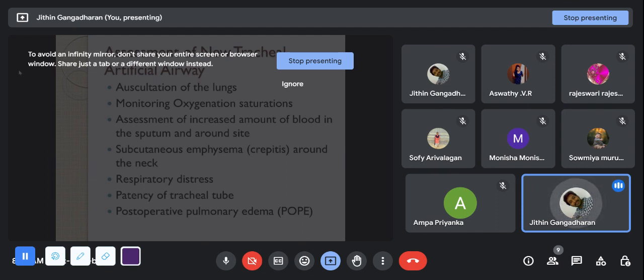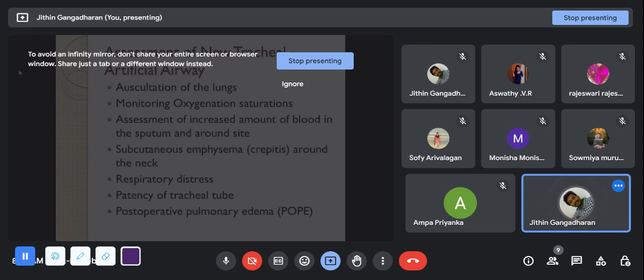Then assess for an increased amount of blood in the sputum. Hematemesis, hemoptysis, all these conditions mainly. Hematemesis may not be associated directly with the respiratory system, but it has a direct connection with the GI system. But hemoptysis has a direct connection with the respiratory system. What is the reason for blood in the sputum? You have to assess that.